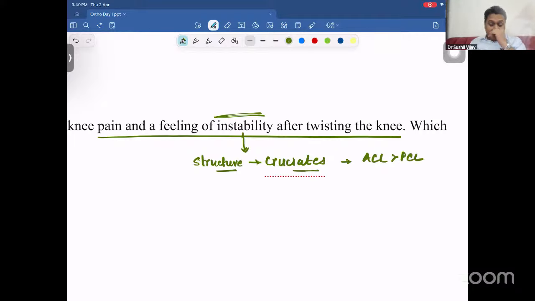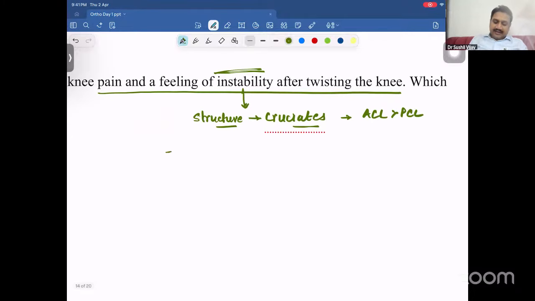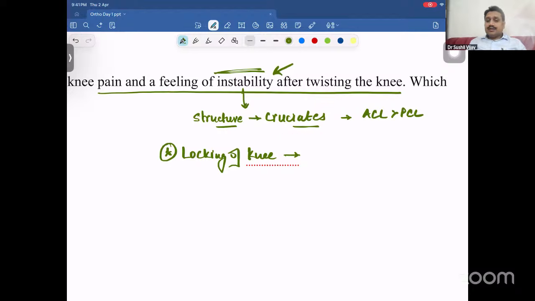Very true, right? It is a ligamentous injury, the cruciate ligamentous injury. Okay. Now, if they say there is complaint of locking of the knee, then what is the trouble? What do you say? Patella instability, right?